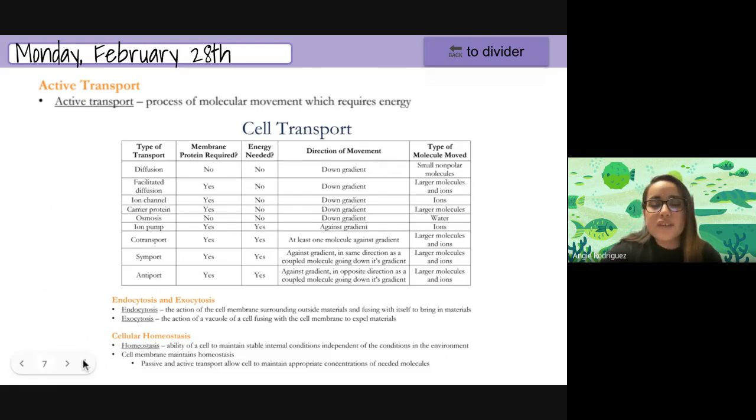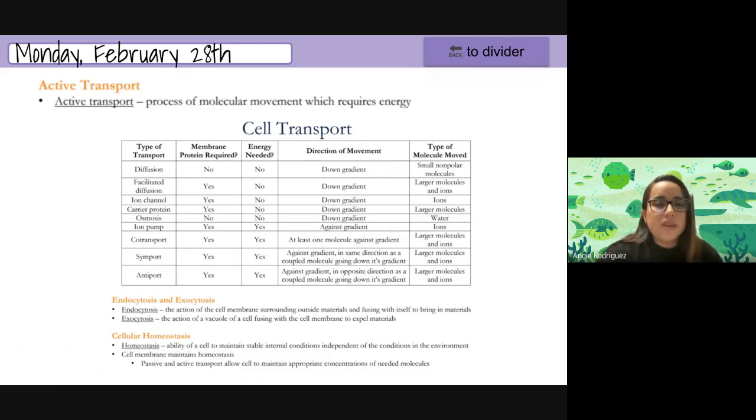So here it gives us two little definitions. Let's go ahead and look over them really quick. Endocytosis is the action of the cell membrane that surrounds outside materials, and it's fusing with itself to bring in materials. I'll show you an example of that in a moment. So endocytosis, bringing in molecules from the outside of the cell. Exocytosis, exiting, right? This is the action of a vacuole of a cell fusing with the membrane to expel materials or get them out, right? Or pushing them out of the cell.